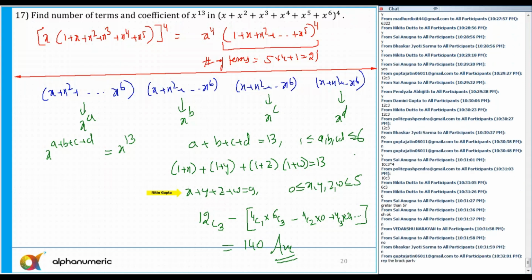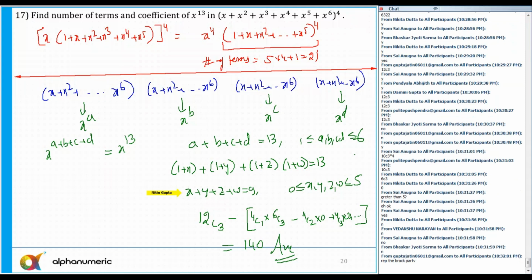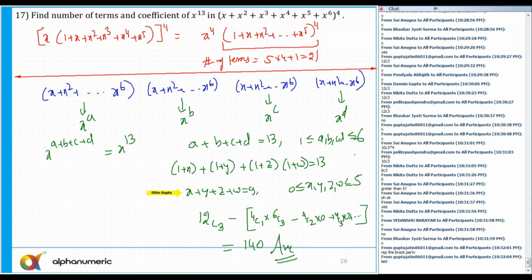So those who have not studied this thing, out of 9, if I find out the total number of solutions, 3 partitions, so 9 plus 3 is 12, so 12C3. Now, I need to subtract all the cases in which any of the variables is more than 5, or if it is at least 6.